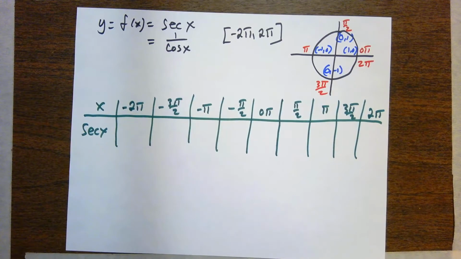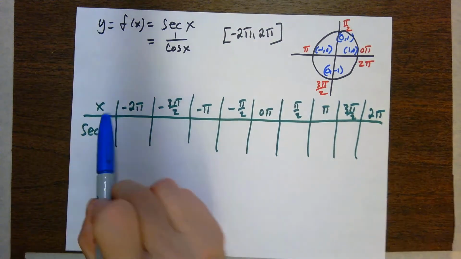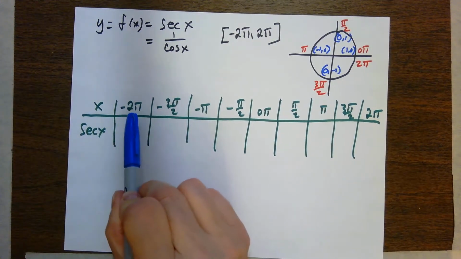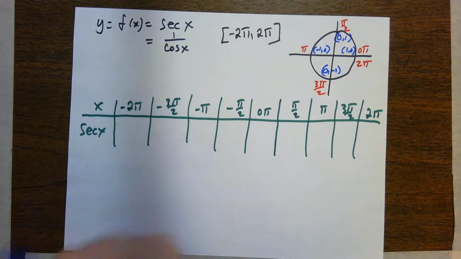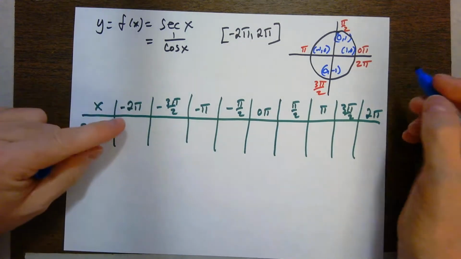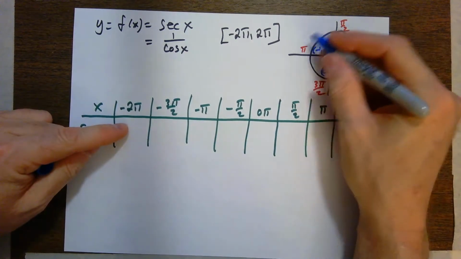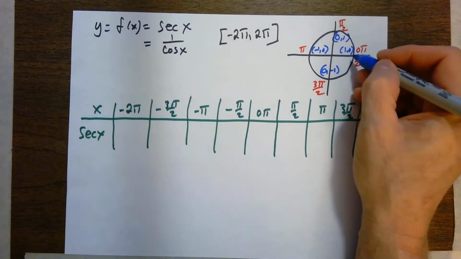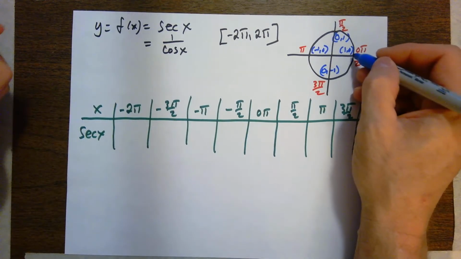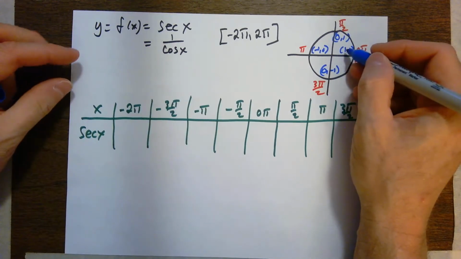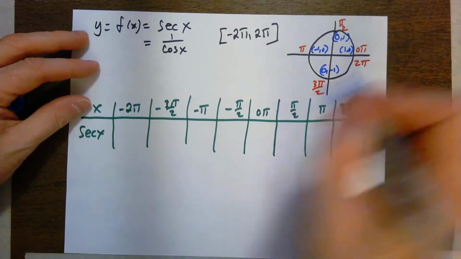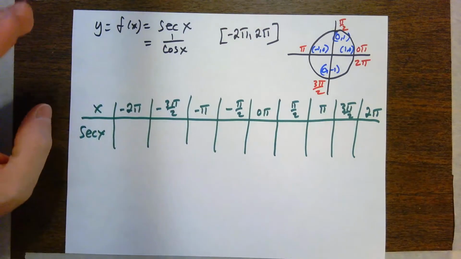So if I plug in secant. Now, as I do these, I'm really going to be thinking about, well, what's cosine? And then I'm going to put 1 over that. So if I look at negative 2 pi, start here and go negative 2 pi, there it is. What's the cosine at negative 2 pi? Cosine is the x value, so it's 1. 1 over 1 is just 1.